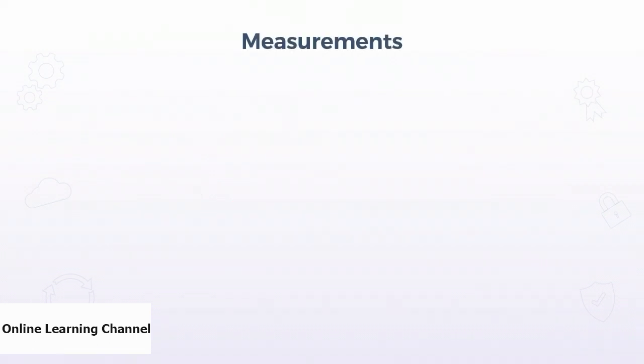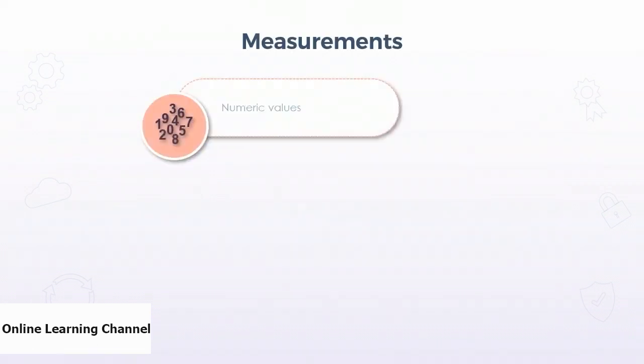So the first one we'll talk about is measurements. Measurements are often numeric values, although they don't strictly have to be. Some physical devices, for example, have measurements that are states. For example, high, medium, and low could be state measurements. But usually measurements are integers or floating point values, such as temperature measurement.